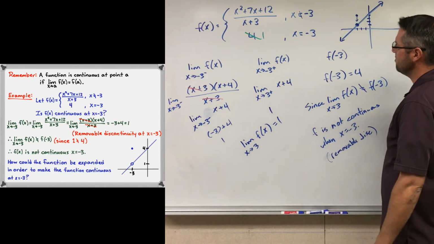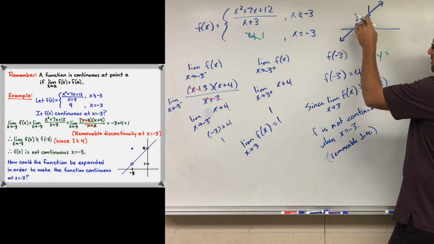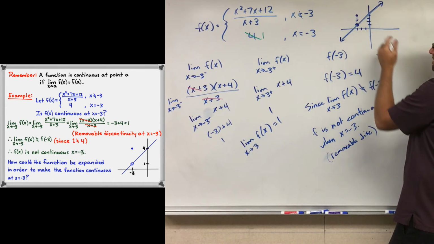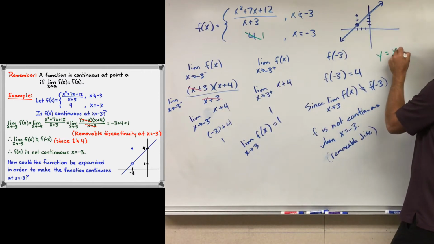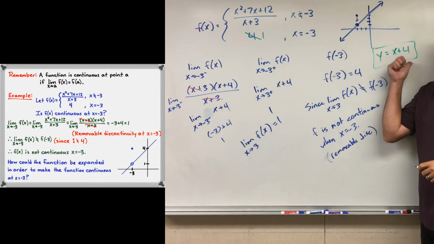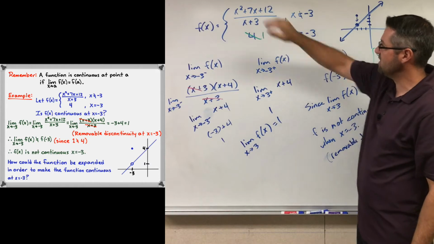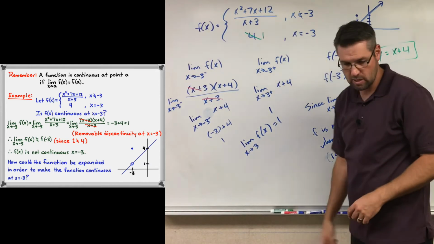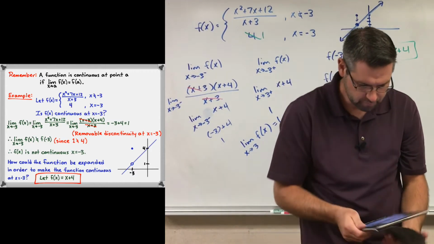But we can really simplify this to just say the continuous function that's equivalent to this everywhere except that point, and therefore would make it continuous at that point, is if we just use the linear function of x plus 4. So this is the expanded form, in a sense, that makes the function continuous. This is this, but it fixes the hole, essentially. Okay? So that's one example of something that we did yesterday.